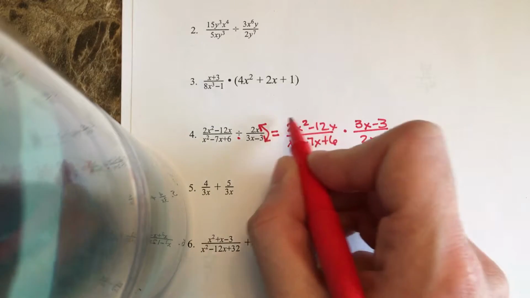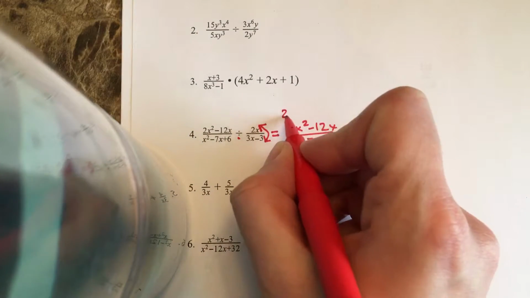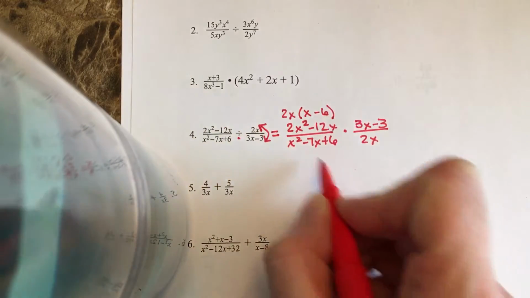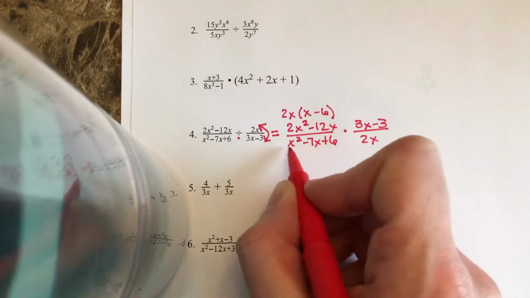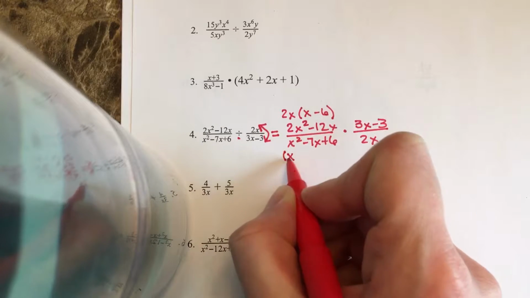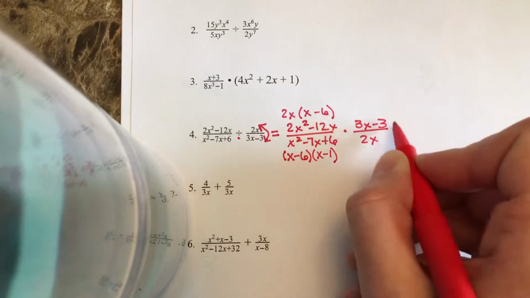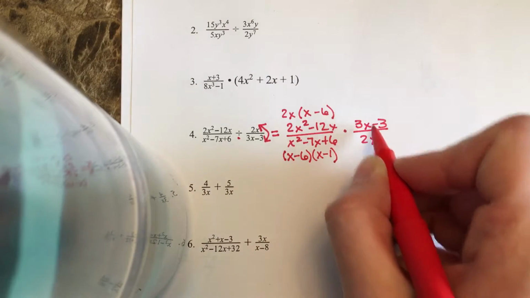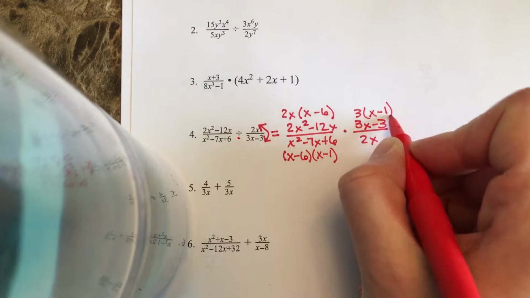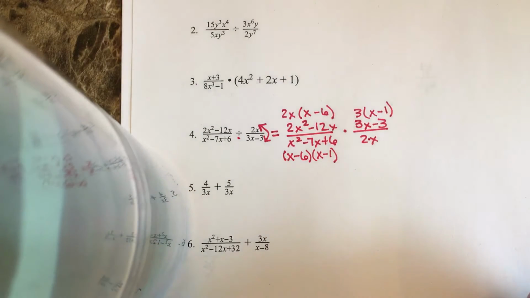So if I look at my first term here, my first numerator, I have a GCF of 2x that I can factor out. That would leave me with x minus 6. That first denominator is a trinomial. Factors of 6 that add to negative 7 would be negative 1 and negative 6, so x minus 6 times x minus 1. And then my second numerator here has a GCF of 3, so I can pull out that 3, and I'm left with x minus 1. And then my last term, 2x, is simply just 2 times x.